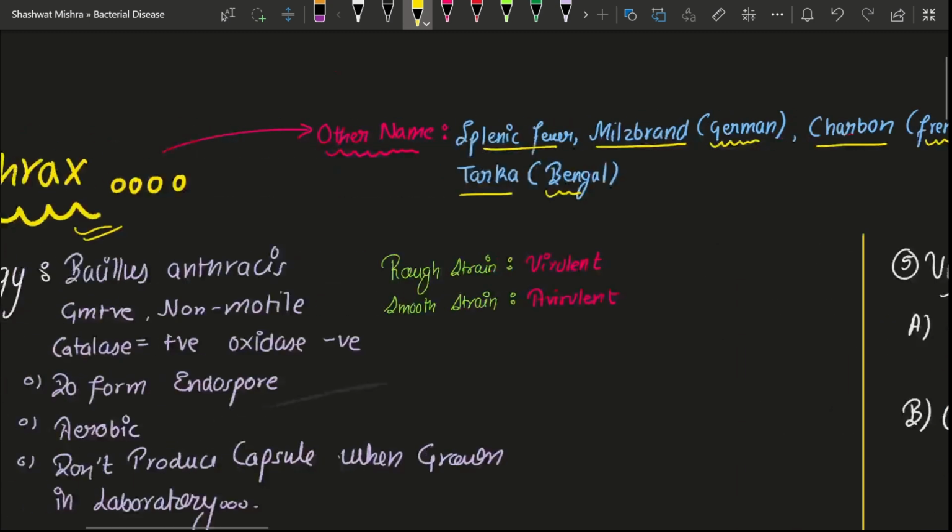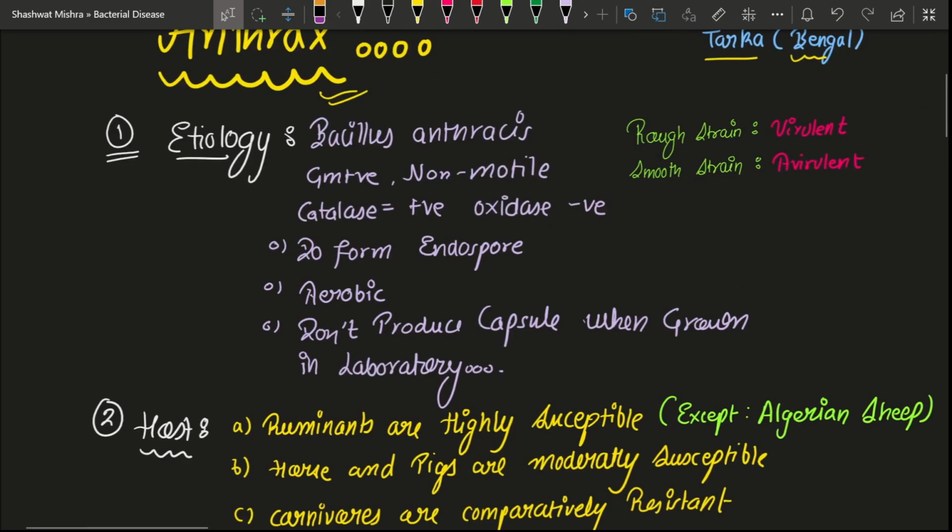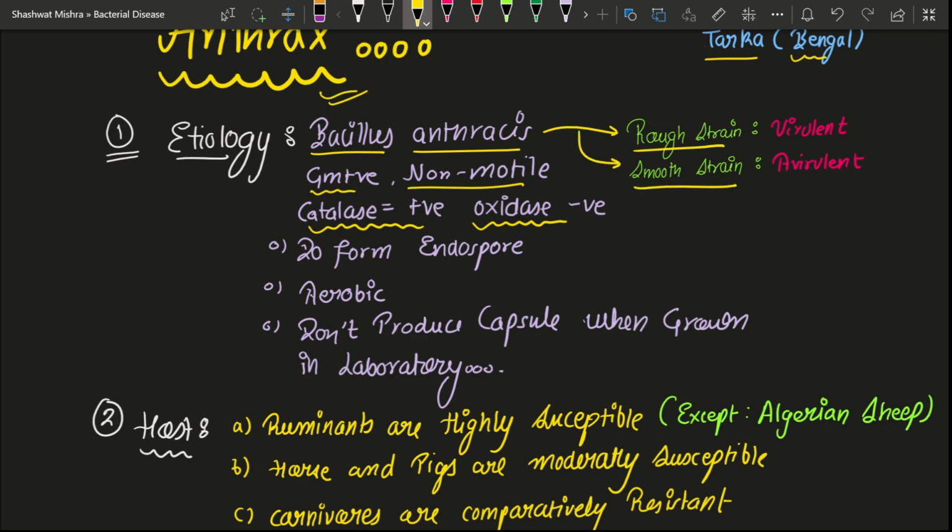Moving on to the etiology of this disease, it is caused by Bacillus anthracis. It is a gram-positive bacteria which is non-motile and shows catalase positive and oxidase negative activity. This bacteria has two strains, one is the rough strain and the next one is the smooth strain. The rough strain of Bacillus anthracis is virulent, while the smooth strain is avirulent.